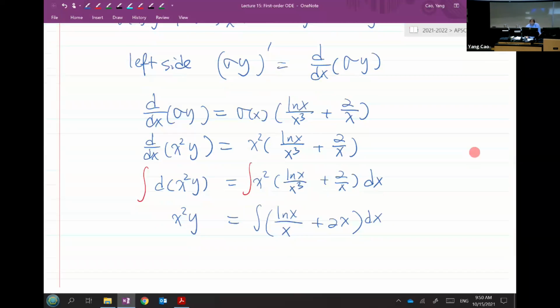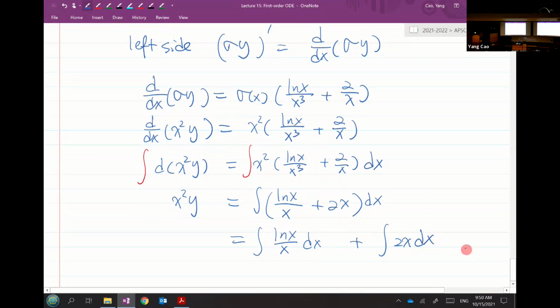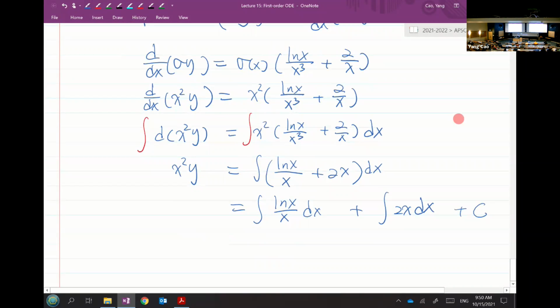So this is the time to test your integration technique. How do I integrate the first one? The second one is fairly straightforward, plus C; the second one gives x squared. How do I deal with the first one? Substitution rule, right? You're letting u equal to ln x. Yes, substitution, basically.